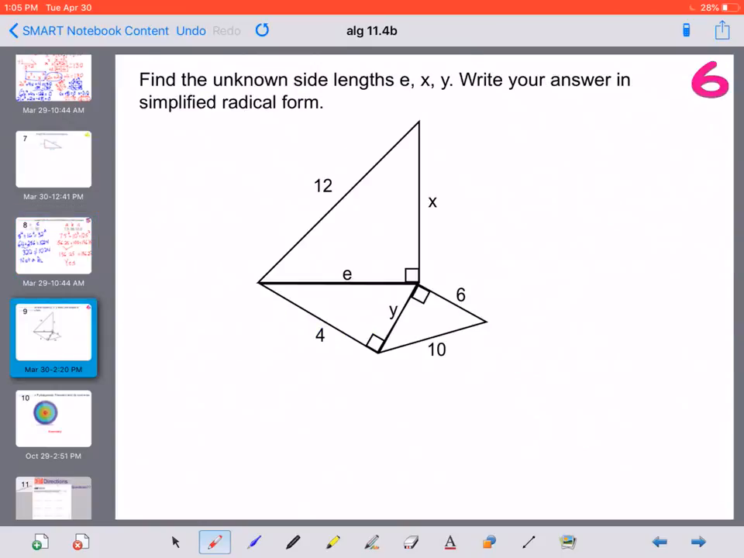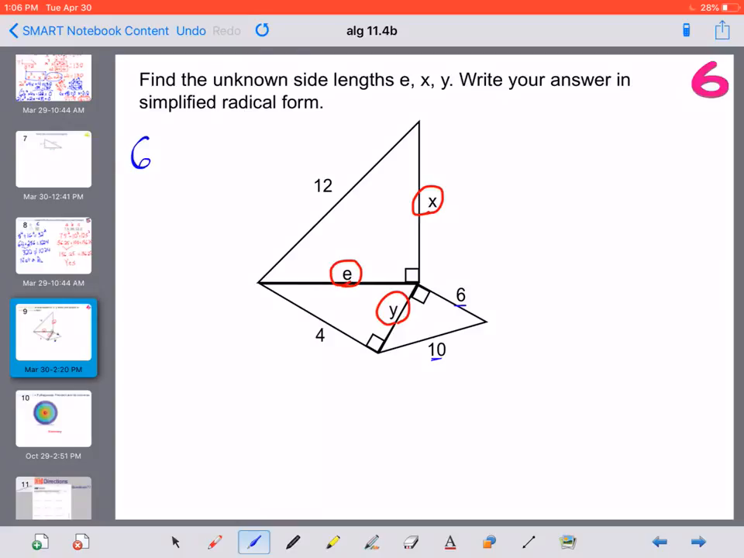Last problem. It says find the unknown sides e, x, and y. Write your answer in simplified radical form. So I'm looking for e, x, and y. Now e and x are on the same triangle, so that's two unknowns. I can't find anything with two unknowns. E and y are on the same triangle, so again, that's two unknowns. I can't do anything with that. So what I need to find first is y.